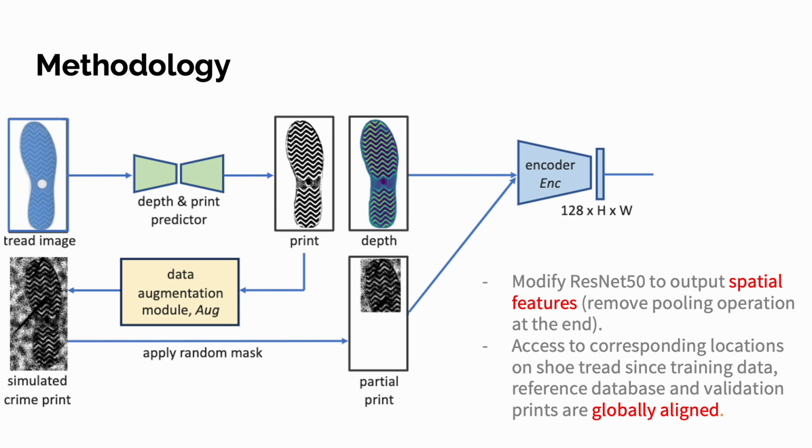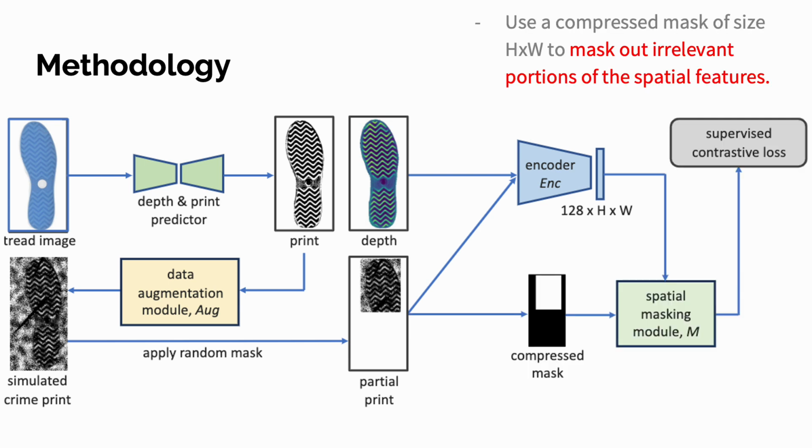Since our training and validation data are globally aligned, we can match shoeprint patterns to corresponding locations on the thread depth maps. We enhance retrieval performance further by applying our mask to the spatial features. This helps CriSp focus on the visible regions on the crime scene print. Our method is trained using the supervised contrastive loss, and similarity is measured using the cosine similarity.